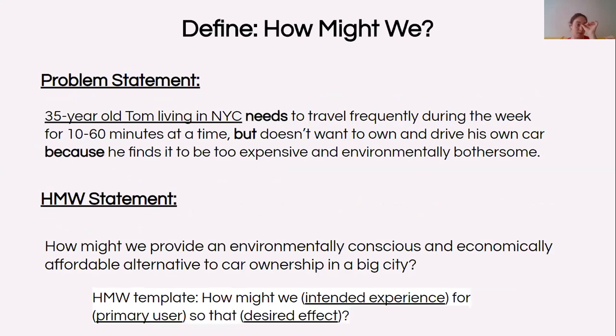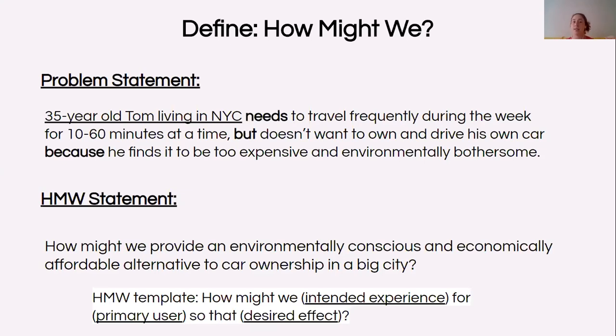So I'm going to give the example again. This is the same problem statement from the other example. It says 35-year-old Tom living in New York City needs to travel frequently, but doesn't want to own and drive his own car because he finds it to be too expensive and environmentally bothersome. So I tried to write a how might we statement that addresses this concern, but isn't too narrow.